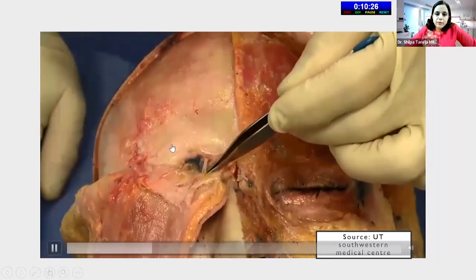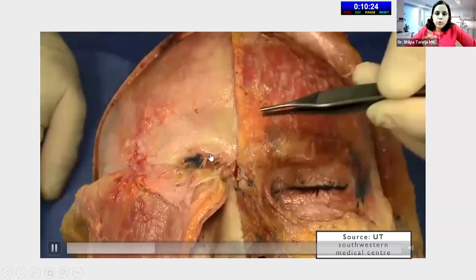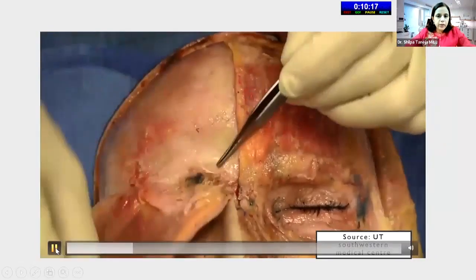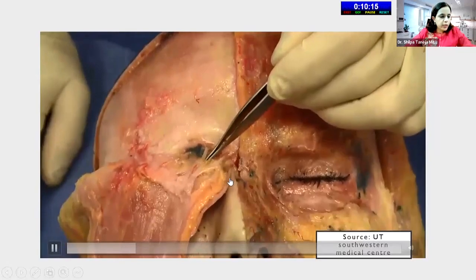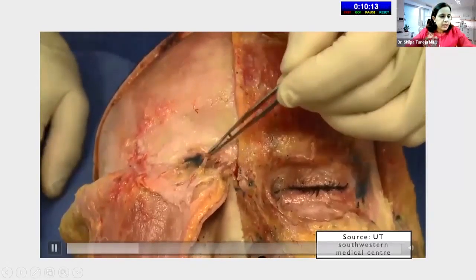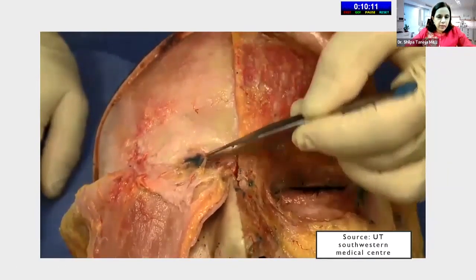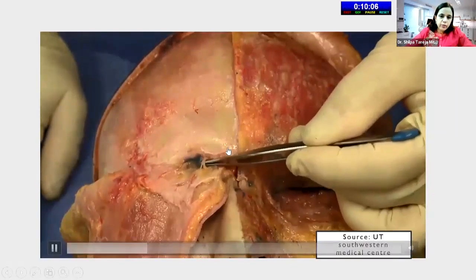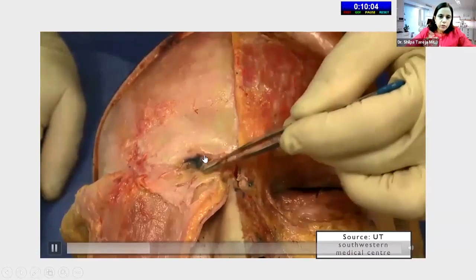Next, deep to the frontalis muscle lies the corrugator muscle, which spreads from the bone and attaches itself to the skin. It can go either vertically up or horizontally in this direction. Whenever we want to inject into the corrugator muscle, ask the patient to animate and then inject. Inject deep into the corrugator muscle body and not superficially.